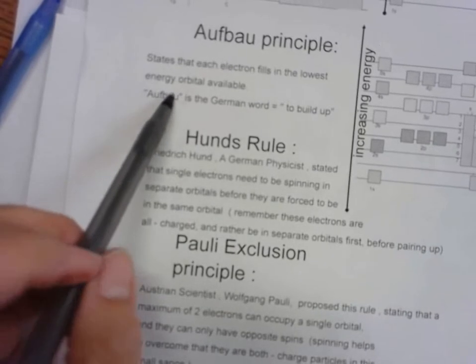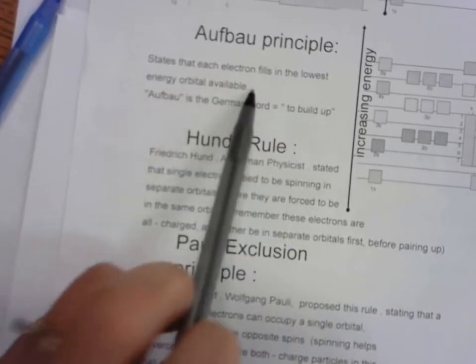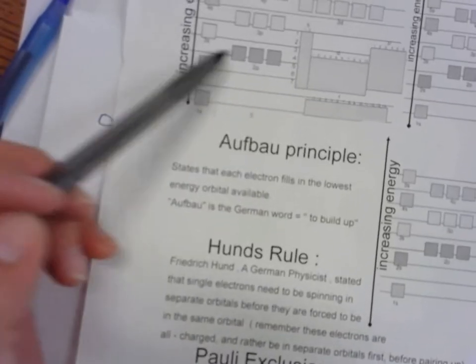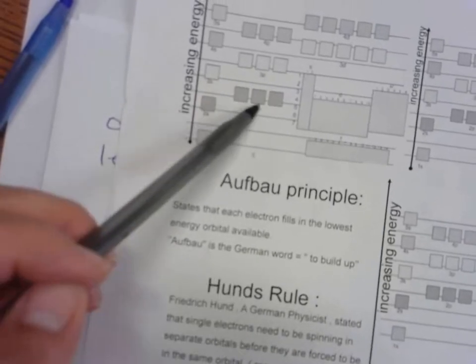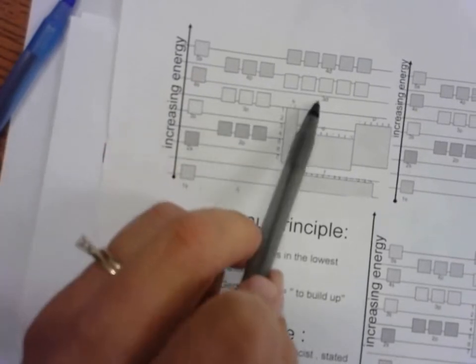The Aufbau principle states that each electron fills in the lowest energy orbital available. So you're going to fill from low, 1s, 2s, 2p, then 3s, 3p. You're going to fill from the low to the high, increasing in energy, including when 3d goes after 4s.